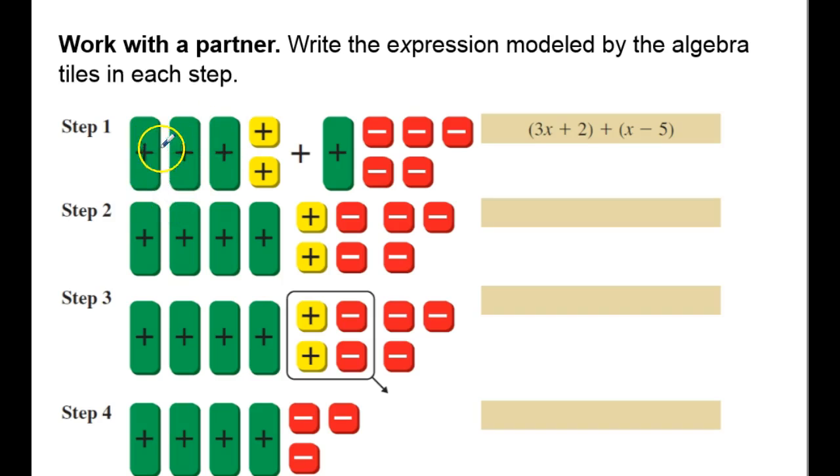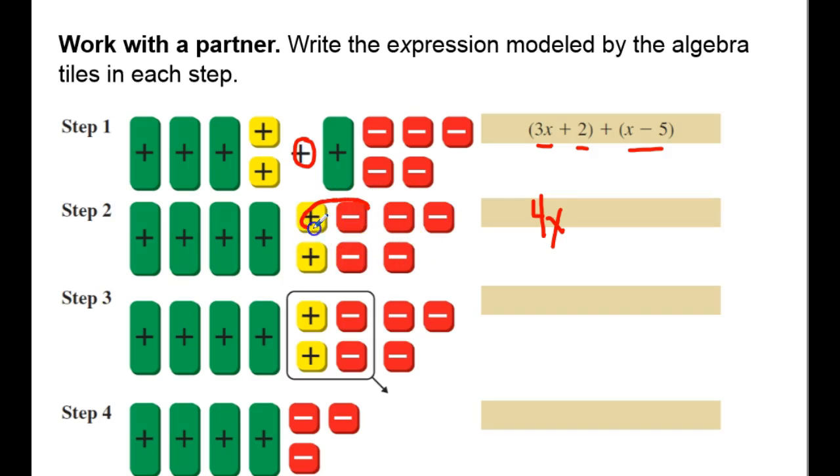So I see I have 3 of these green long ones. These are considered our x tiles. So here I have 3x, and I have plus 2, just 2 yellow ones. And I'm adding to that 1x, but then I have 5 negatives, so I'm going to have my x minus 5. So then I can combine my like terms, right? So now I have 4 green ones. I see that I have 2 yellow ones and then 5 red ones.